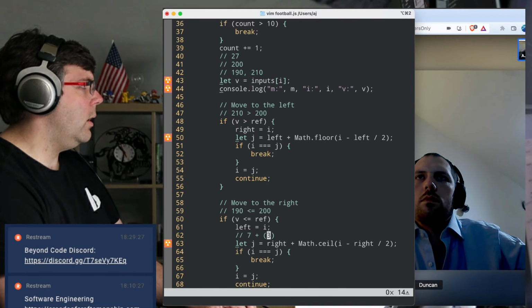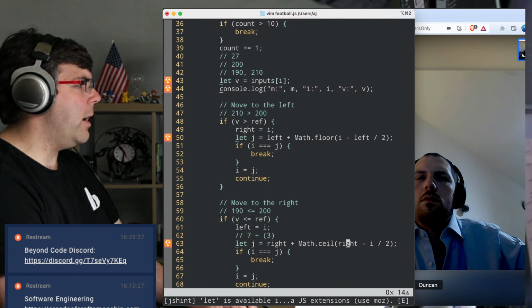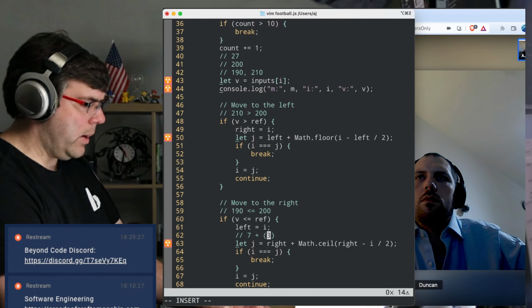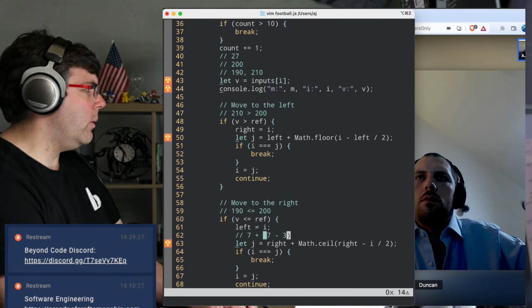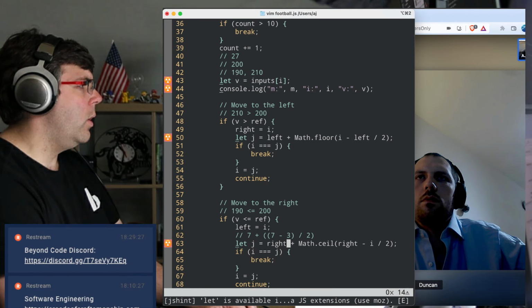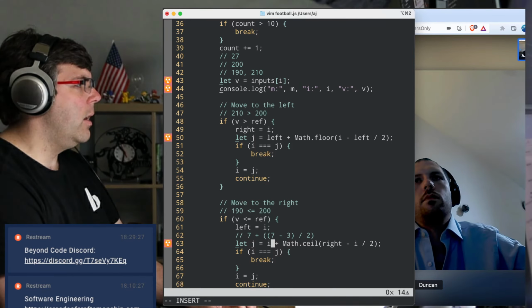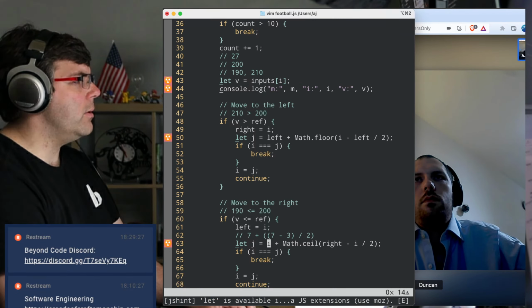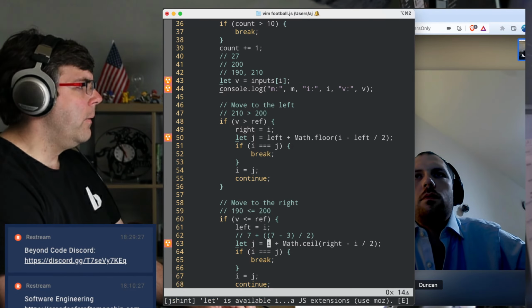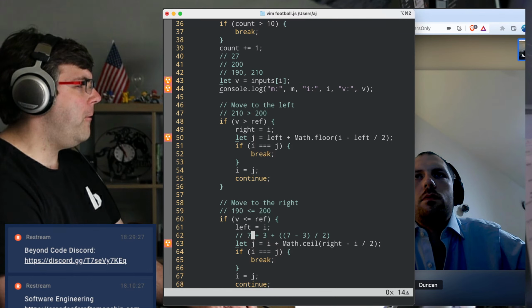So in this case, it's right minus I, because now right is the greater value, not I. Okay, so now it's going to be 7 minus 3, which is 4, divided by 2, which is 2. I don't think it's going to be our right value plus this, because that would lead us off into no man's land. So I think I is actually going to be our starting point rather than right. I just had those transposed here. So now if we say it's 3 plus 2, that's going to put us at 5.